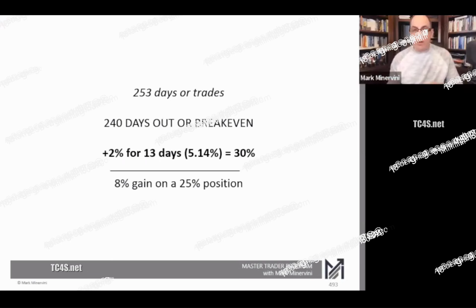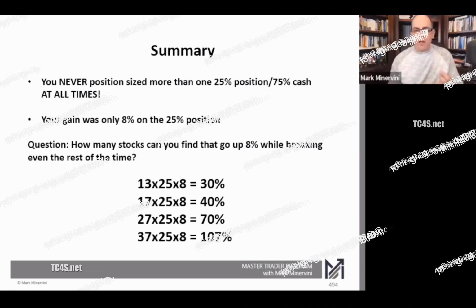So by just treading water 95% of the time and only 5% of the time finding a stock that goes up 8%, 13 stocks out of a year, you will capture that 2%. You'll make 30%. If you made 30% a year, that would literally put you at the top of the performers, the best performers in the history of the stock market. That would put you at the best hedge funds and the best money managers in history. And that's very doable. Now, in all of this, just keep in mind, you never position size more than 25%.